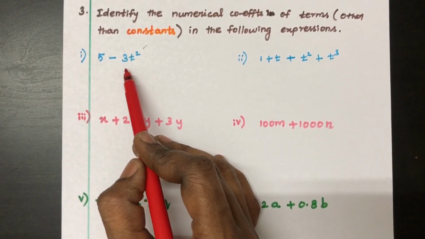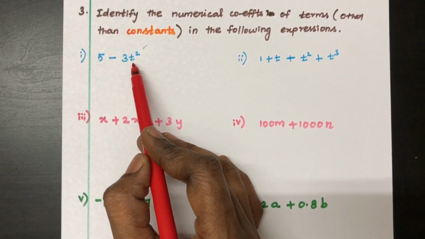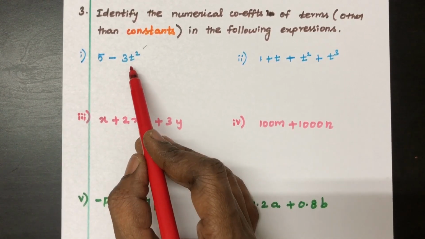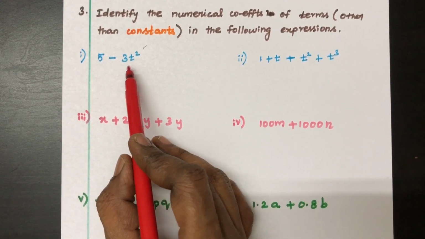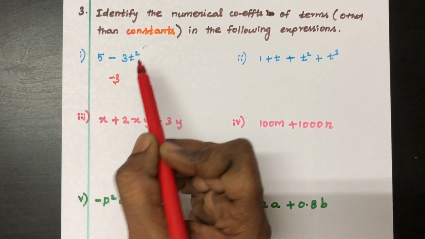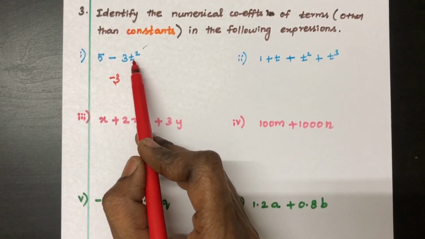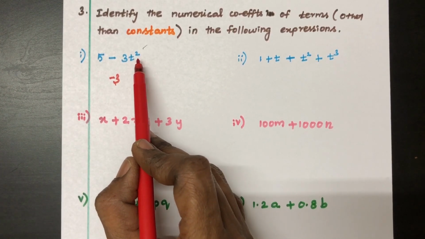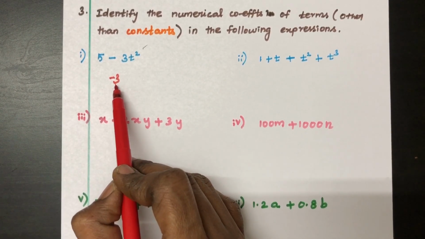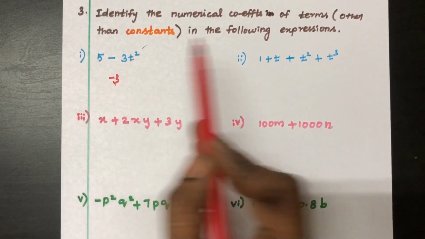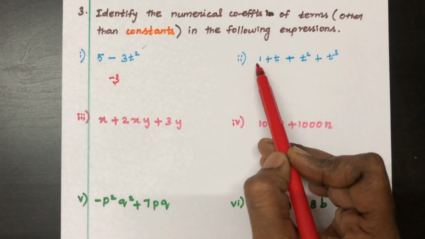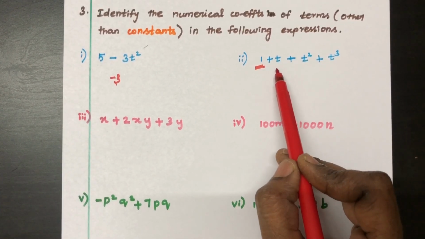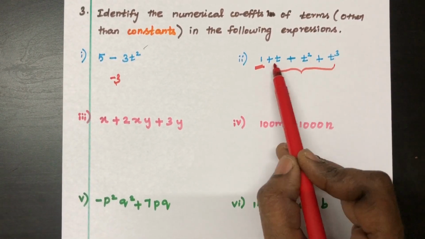In the second term, a variable is present here, right? T is the variable, t square. So what is the thing other than t here? Minus 3, right? So this is the coefficient of this minus 3t square. Minus 3t square is a term here. Minus 3 is the coefficient of this t square. Here also don't consider this one. It is a constant. So we are going to consider the coefficient of these 3 terms.